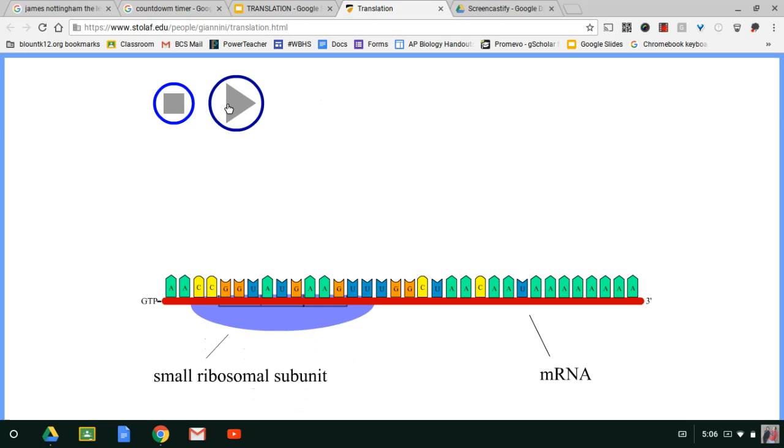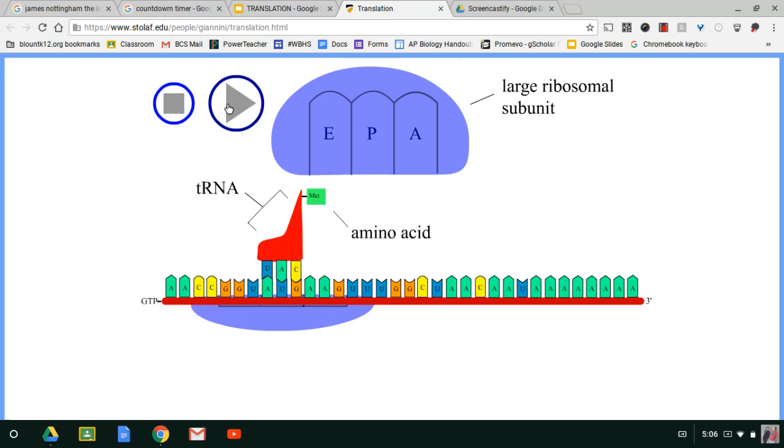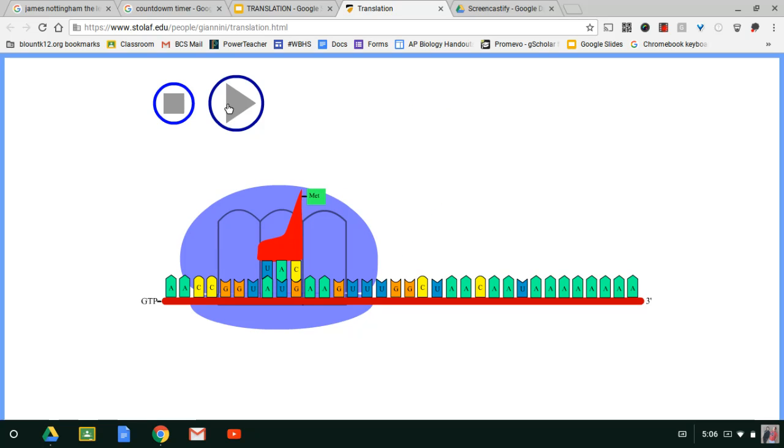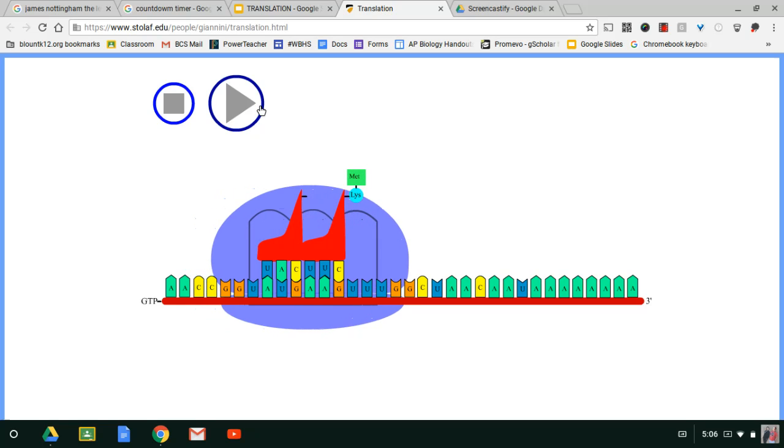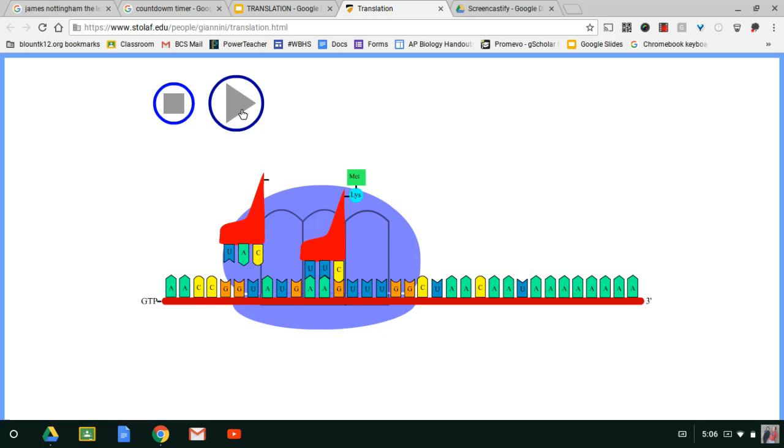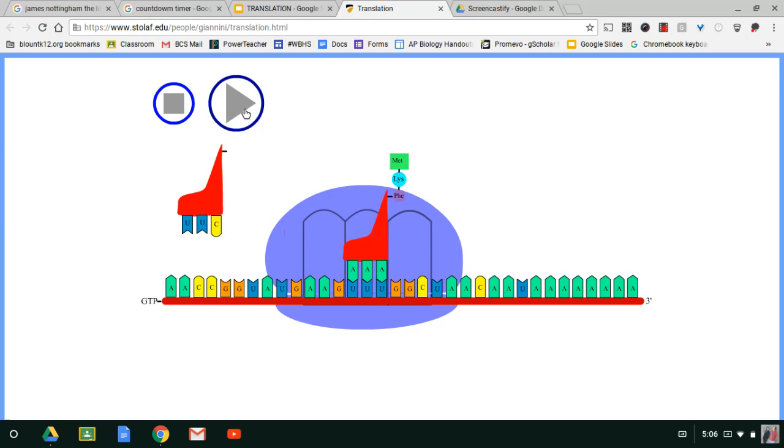So just to give you a visual, it's happening. There's the initiation. There's the start codon with methionine. Here's another amino acid. They bond together. Right there is the peptide bond. Translocation, this guy's going to get kicked out because he's already dropped off his amino acid. Here comes the next tRNA. Again, second peptide bond, translocation, there goes that guy, and this process continues until a stop codon is read.